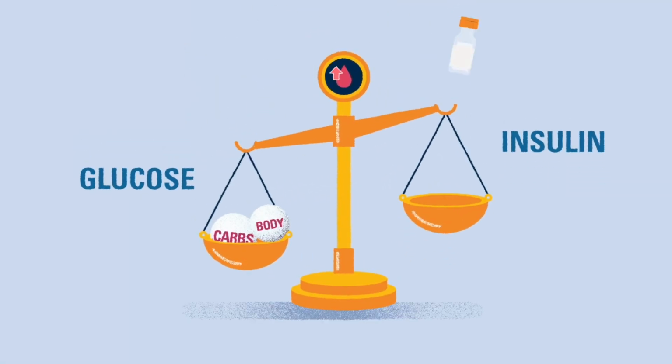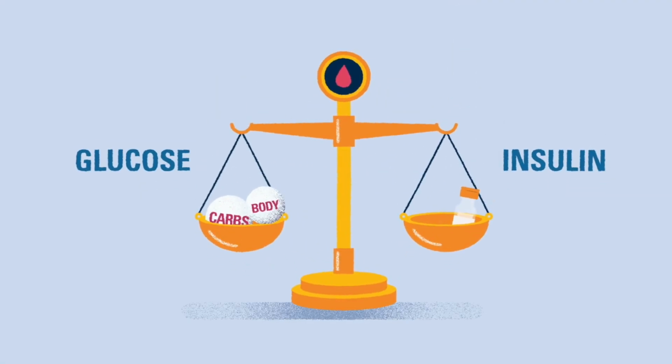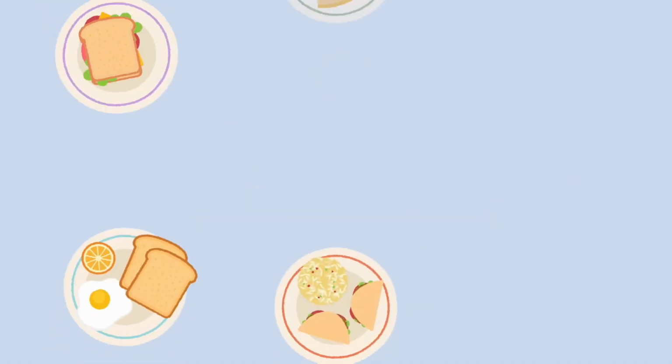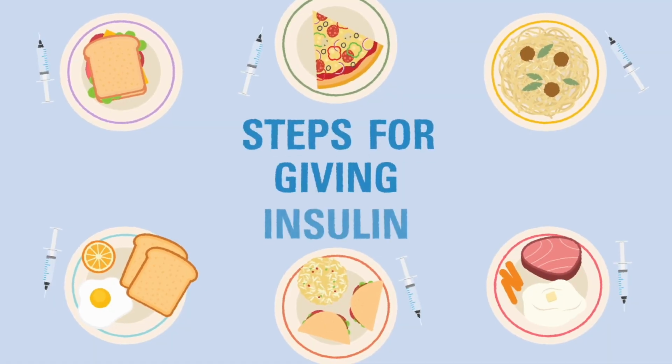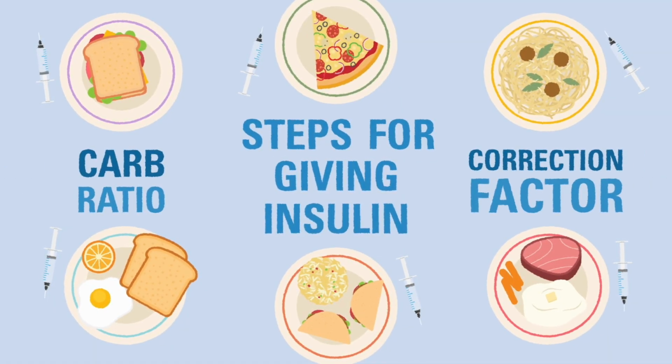By this point, you know that insulin is needed to balance glucose in the body and that bolus insulin is given at meals and to correct high blood glucose. Nearly every meal that a person with type 1 diabetes eats will need to be accompanied by a bolus insulin dose. In this video, we'll discuss the steps for giving insulin at a meal and explain how to use the insulin-to-carb ratio and correction factor to calculate insulin doses.